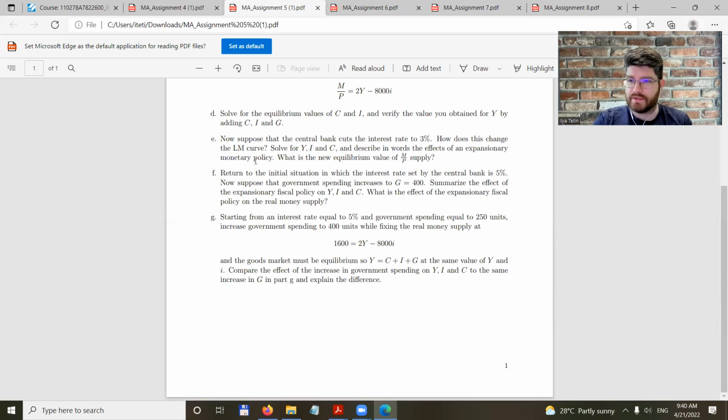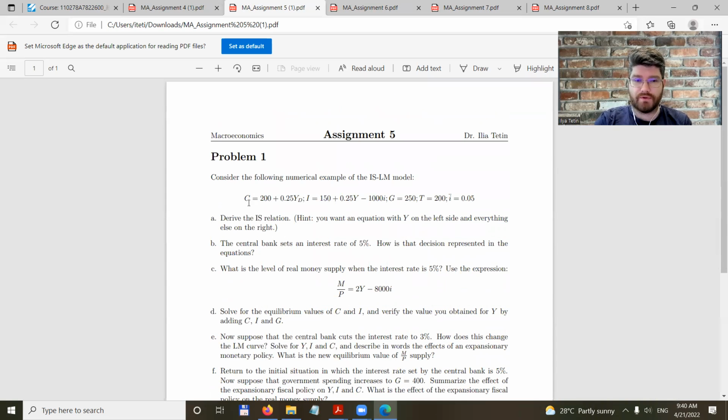All right, and question number E. So what is happening here? The central bank cuts the interest rate to 3%. How does this change the LM curve? So we have just to recalculate everything with the new interest rate, and our recalculation should end up with Y, the output level, of 1040, and corresponding C will be 410, and the corresponding I will be 380. So you can check that.